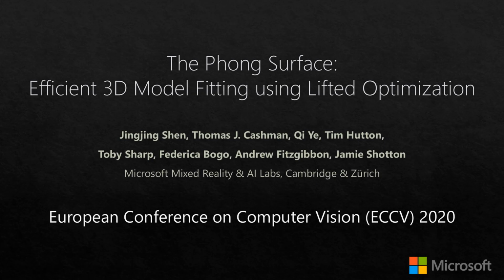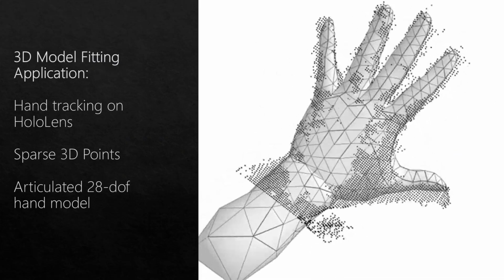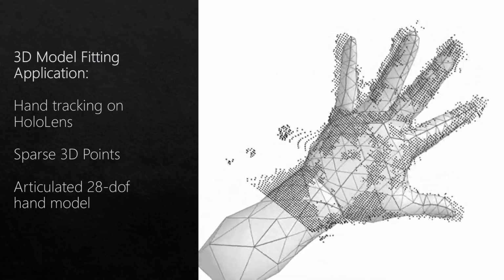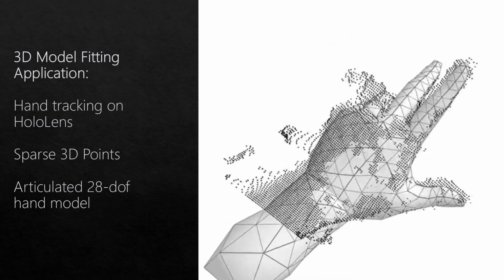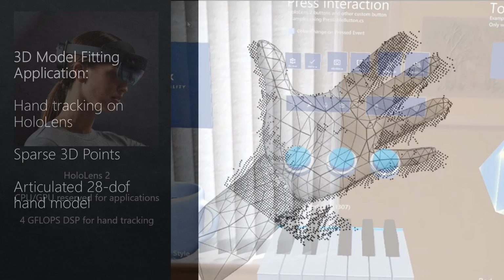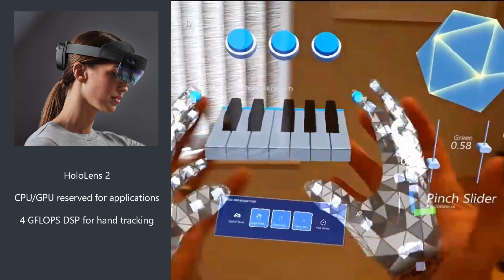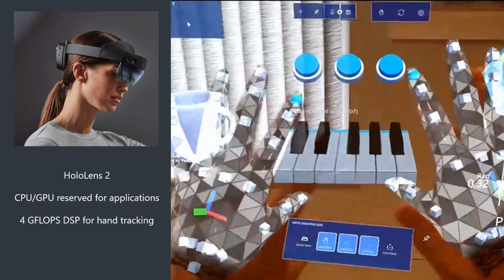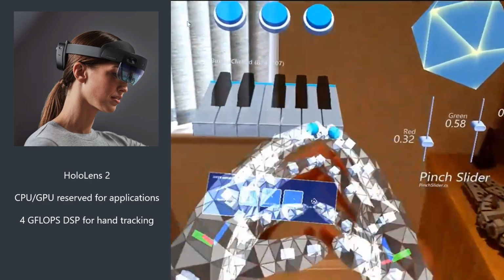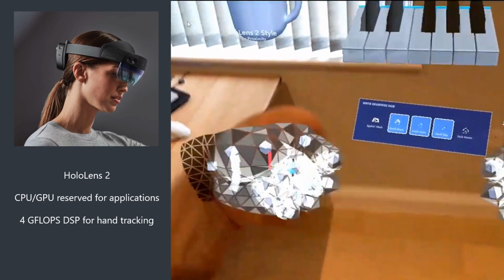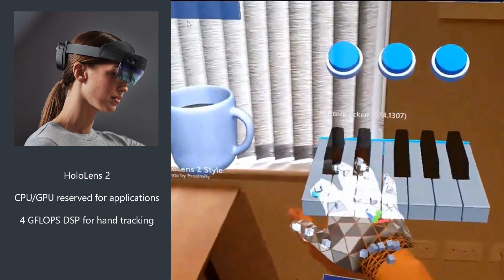We present the Phong surface model, which enables efficient 3D model fitting using lifted optimization. Our guiding example of model fitting is tracking the 28 degrees of freedom of the human hand by fitting to sparse 3D data. Doing that in a head-mounted augmented reality system, such as the HoloLens 2, enables a natural interaction mechanism, unlike anything we use in today's computing systems.